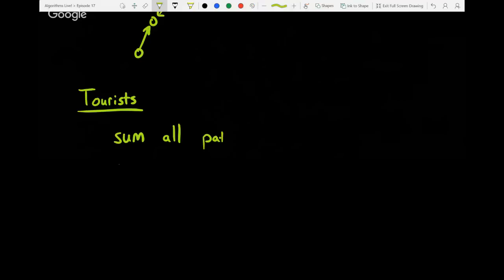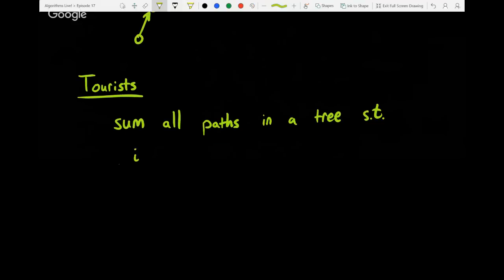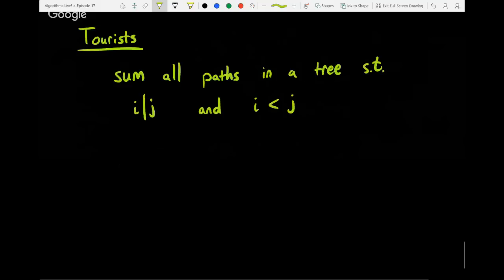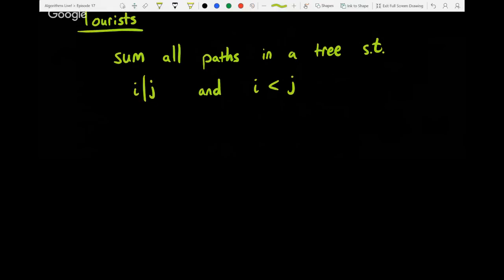The problem is written as the sum of all paths in a tree such that i divides j. So these are pairs of locations in the tree, and i is less than j. We want to find all pairs of vertex IDs where i divides j and i is less than j, and then sum all those path lengths together. So let's take a look at what the sample tree looks like.